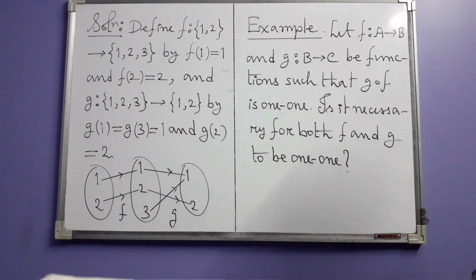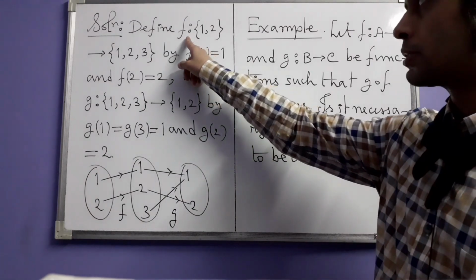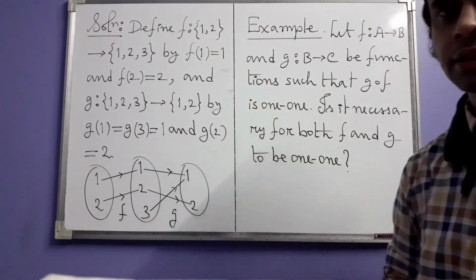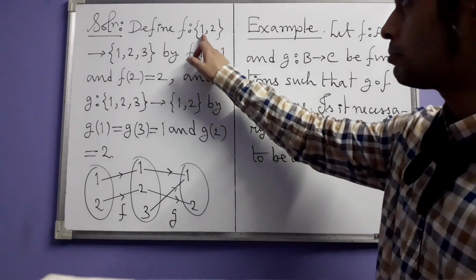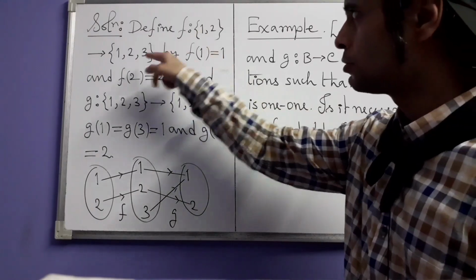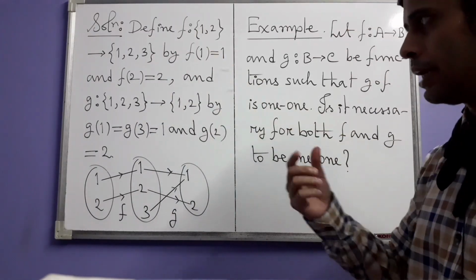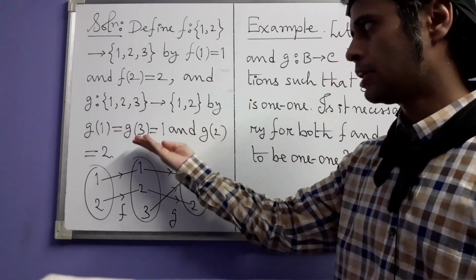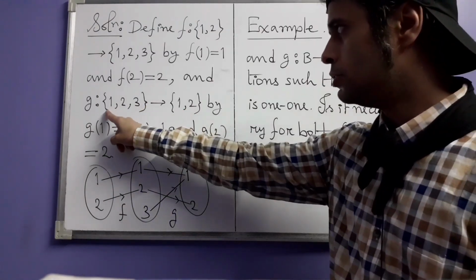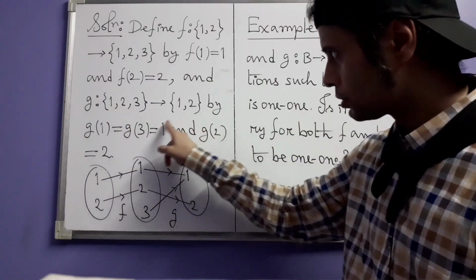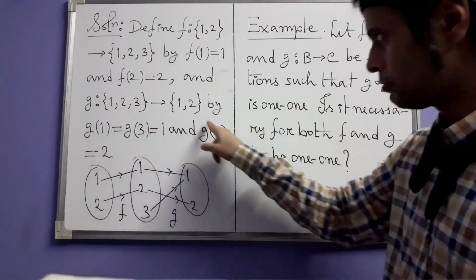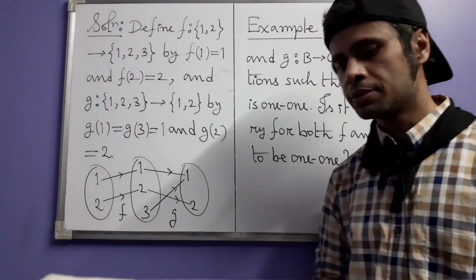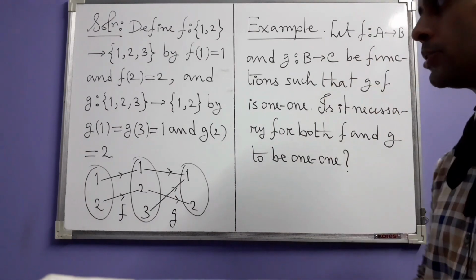Let's see that here. Let us consider this function f from this set {1, 2} to the set {1, 2, 3}. And what is the definition of f? f maps 1 to 1 and 2 to 2. And another function g, which is from {1, 2, 3} to {1, 2}. And this is the definition of g. g of 1 is 1, g of 3 is also 1, and g of 2 is 2. Alright, for these functions, what is the composition, g composition f?